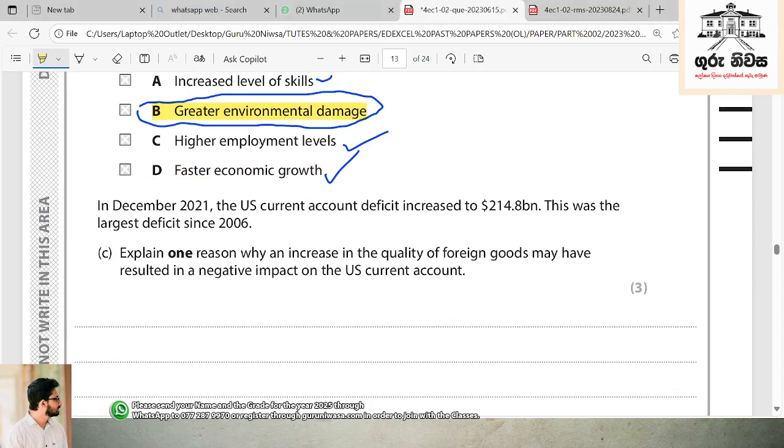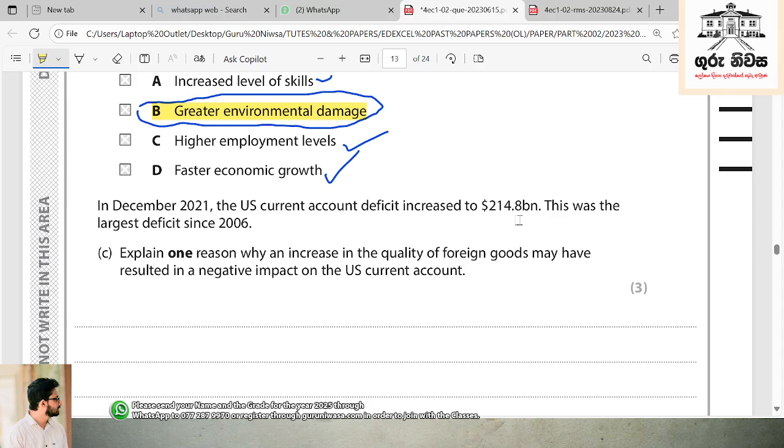Can you see the screen I'm sharing? Yes, sir. December 2021, the US current account deficit increased to 214 billion. This was the largest since 2006. Explain one reason why an increase in the quality of foreign goods may have resulted in a negative current account. Lamai, simple way we can say, current account is exports and imports. The difference between exports and imports.